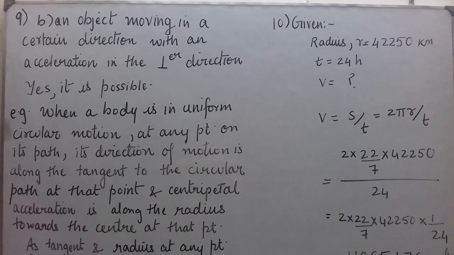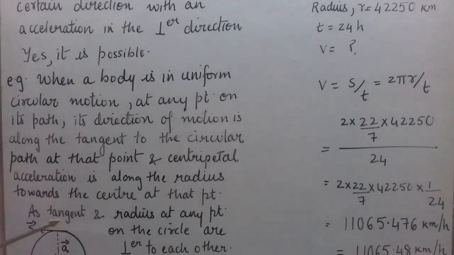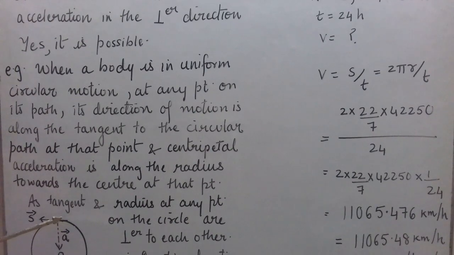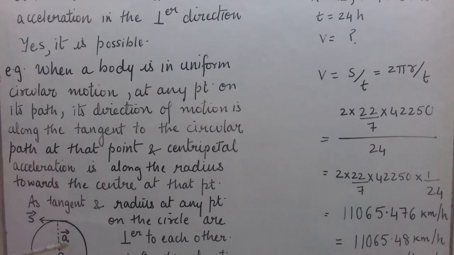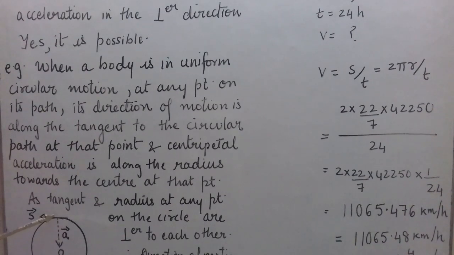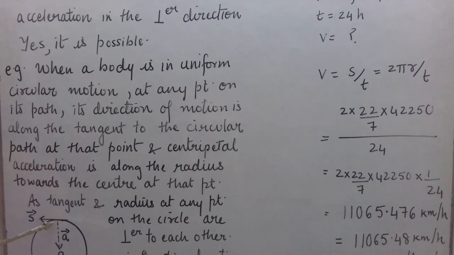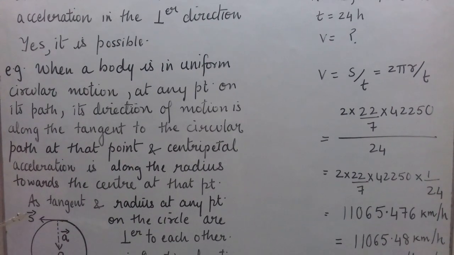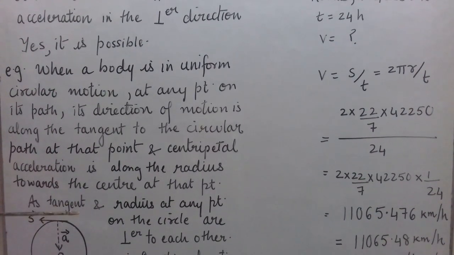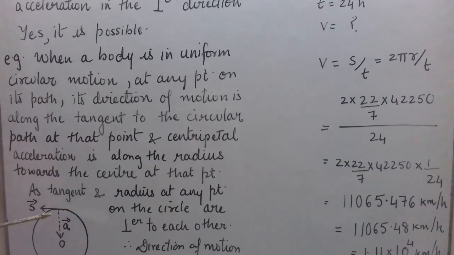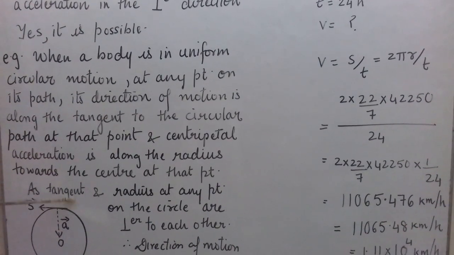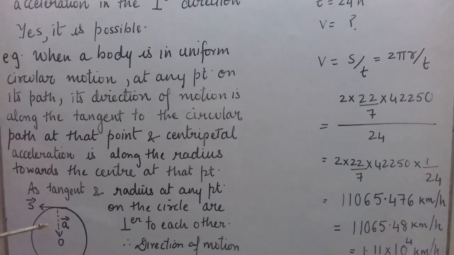I will explain you. See, remember students, the case of uniform circular motion. When a body is in uniform circular motion, let us say this is a circular path and the body is moving in the anti-clockwise direction, this way. So at any point, we have done it before also, the direction of motion, that is the direction of displacement and so the direction of velocity at any point is along the tangent to the circular path at that point. What is tangent? A line which touches a circle externally at only one point. So this is the direction of displacement.